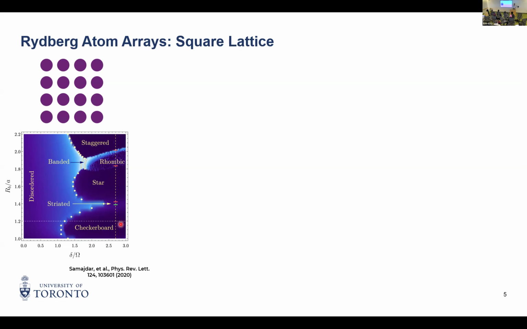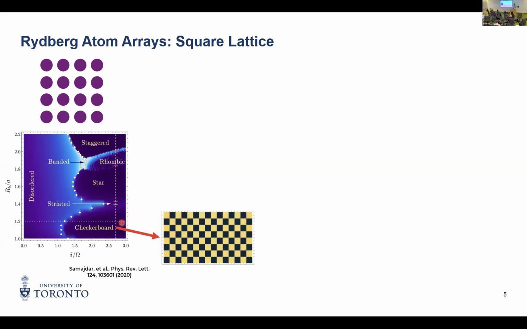But when we turn delta up, these excitations try to form a high density, but then they interact with each other and form these density ordered phases. So this bottom left phase forms a checkerboard pattern, where dark green indicates a ground state atom and yellow is an excited Rydberg state. And what's happening is that this Rydberg blockade is preventing nearest neighbors from being simultaneously excited.